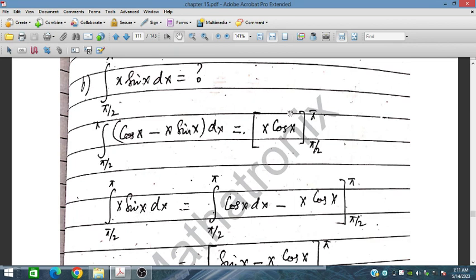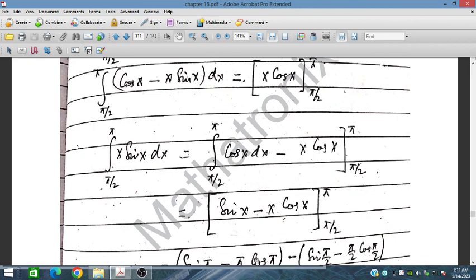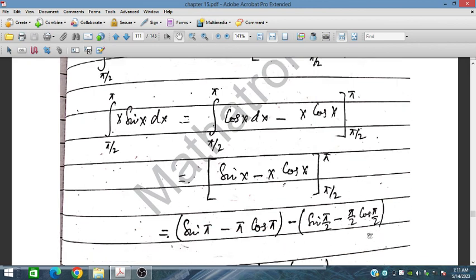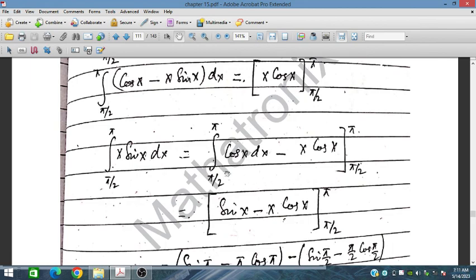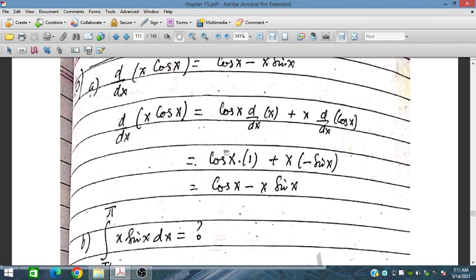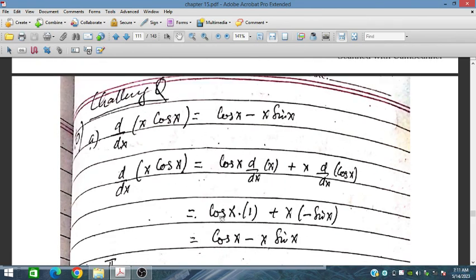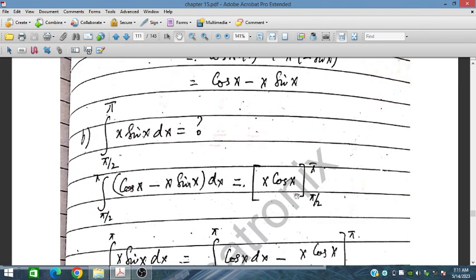So x sin x and this part will appear here, and this x sin x integral will be on the other side, where it will be positive. So this is the integral of cos x dx. This is this, and this part will appear as a negative on the other side. On substituting this value, we have obtained this result. This is very, very important. This question is easy but a little bit tricky. This usually appears in the final exam of O level or IGCSE.